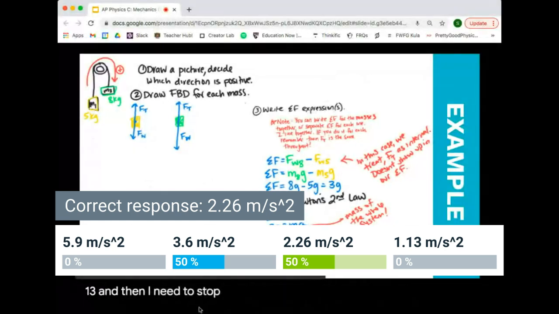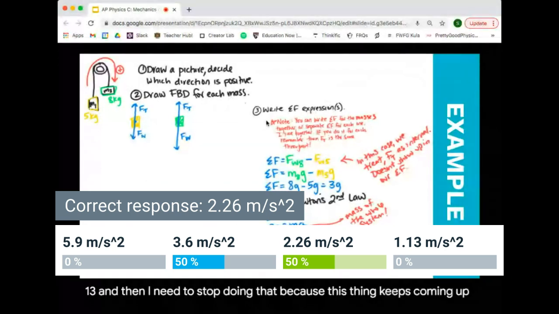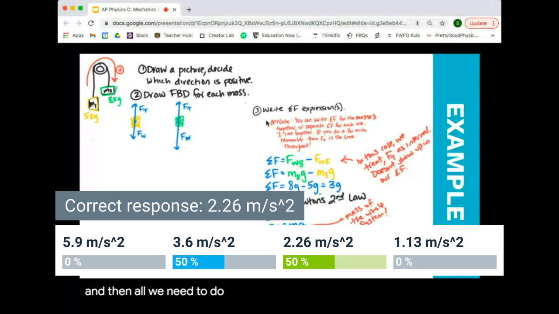And then all we need to do is plug in and solve for A to get 2.26 meters per second squared.